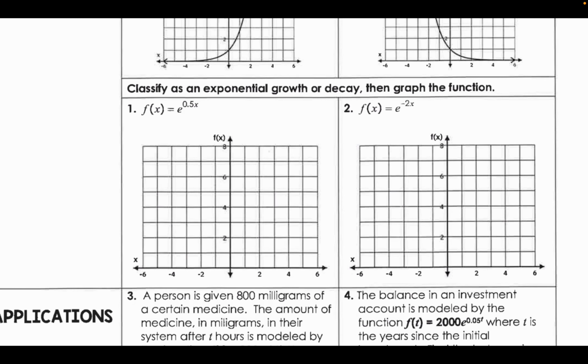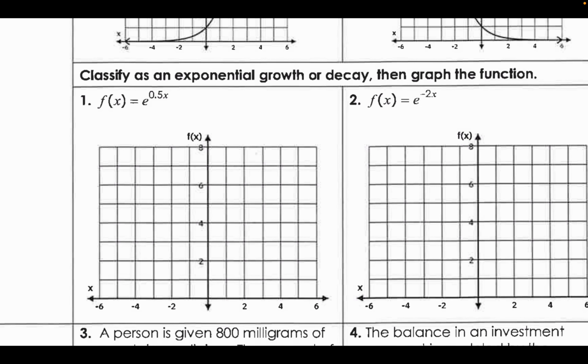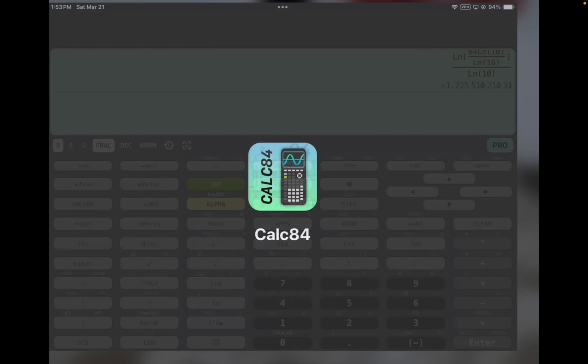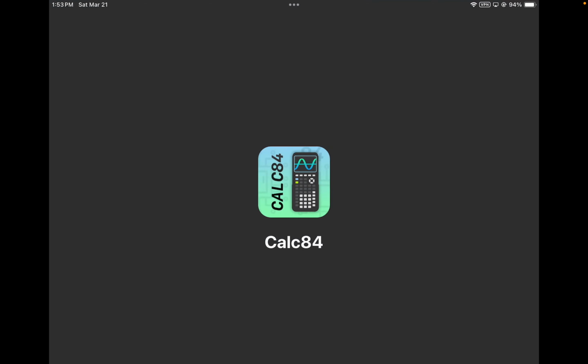And so on number one, we look at, okay, what number do we have in front of our x? Is it positive? Is it negative? Do we see a number there? We do see a number. That number is positive, and so thus this is growth. Okay. And then from there, I'm just going to go ahead and go to my graphing calculator. So I'm going to go to Calc 84 here. I have it pulled up over here. It might give me an advertisement. We'll see. That's okay if it does.